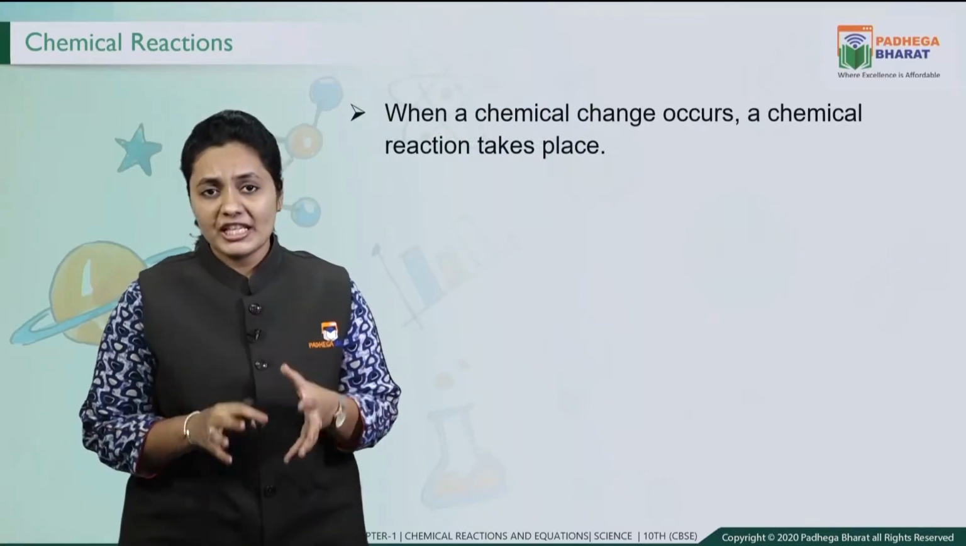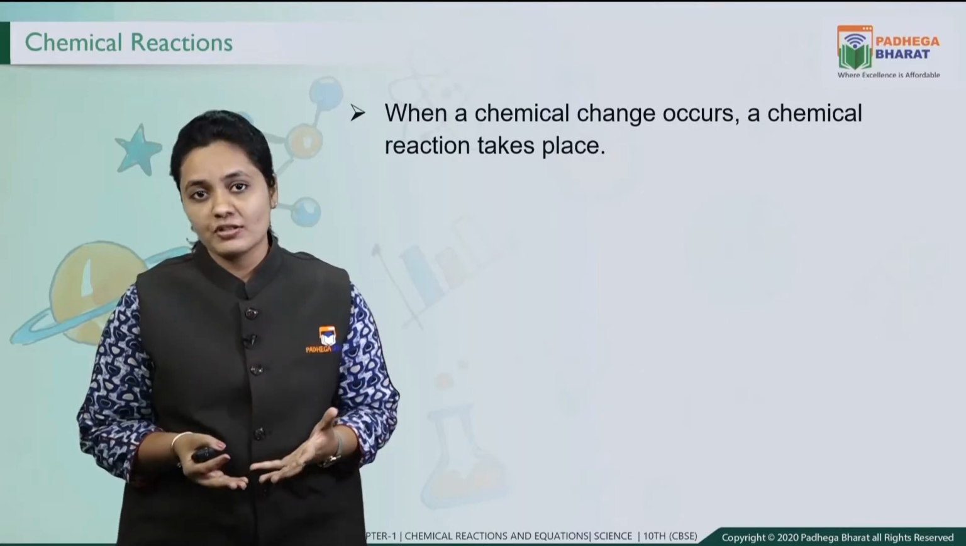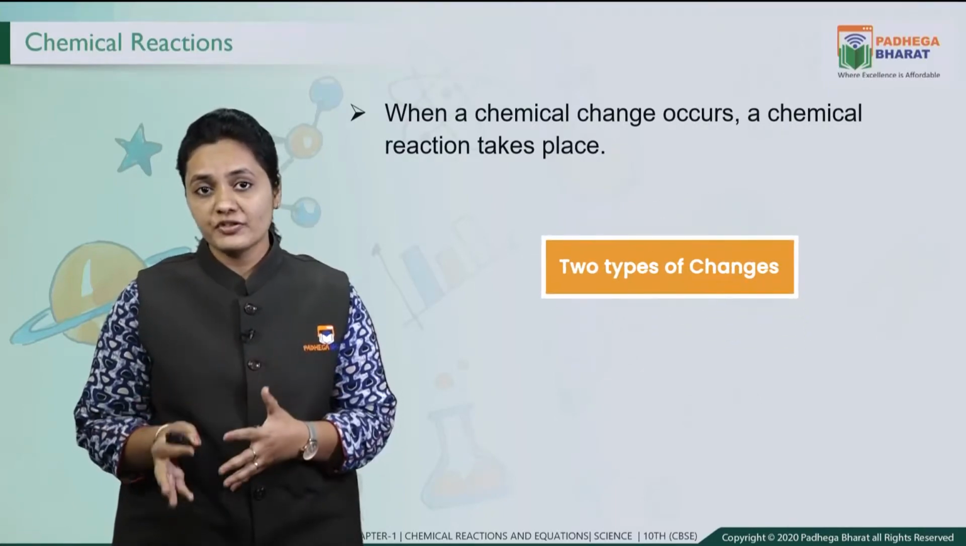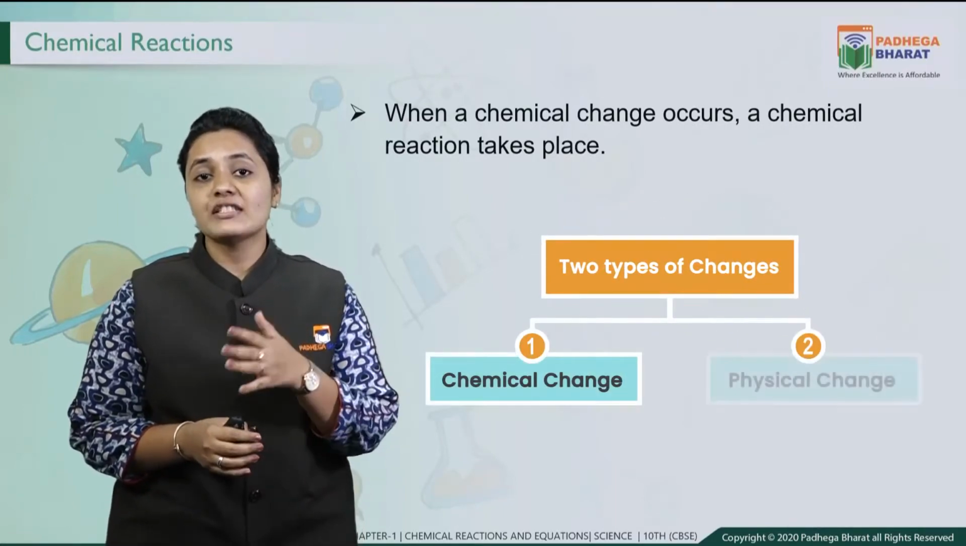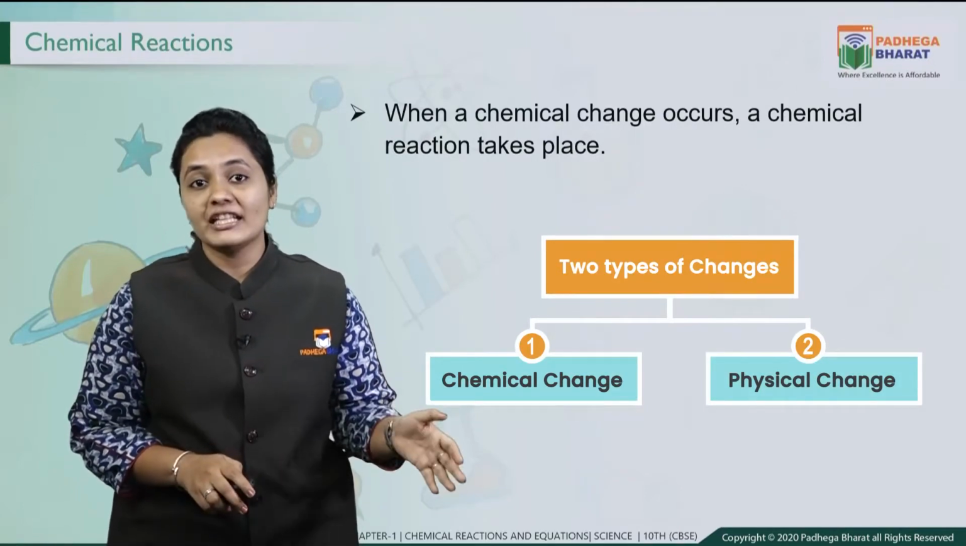When a chemical change occurs, a chemical reaction takes place. What is a chemical change? We know there are two types of changes, that is chemical change and physical change. So whenever there is a chemical change, a chemical reaction is taking place.